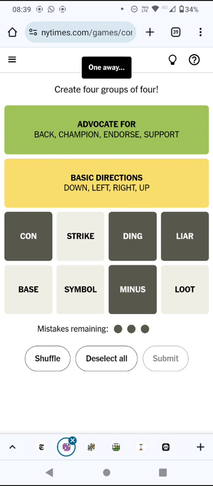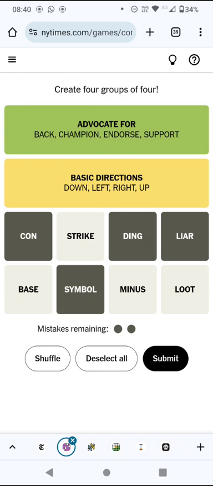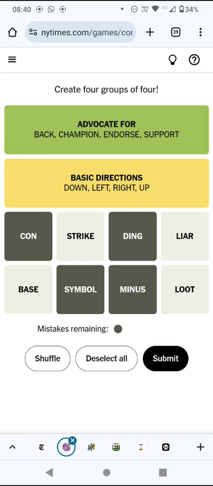Oh, and one away. So base, strike, symbol and loot, 3 of those go together. I'm still thinking it could be base box, strike box, loot box. It's probably not symbol box. So let's take out ding. That's not even one away. Right. So we'll put ding back in. That's also not one away. So I have to take out con or liar and put minus back in. So it's either those or it's the same but with liar instead of con.